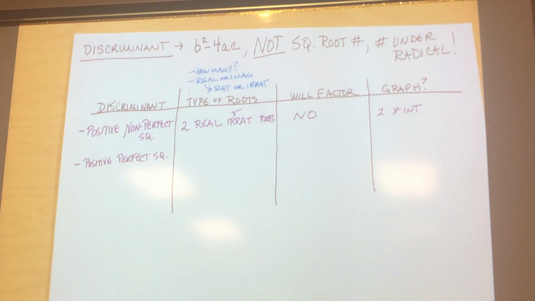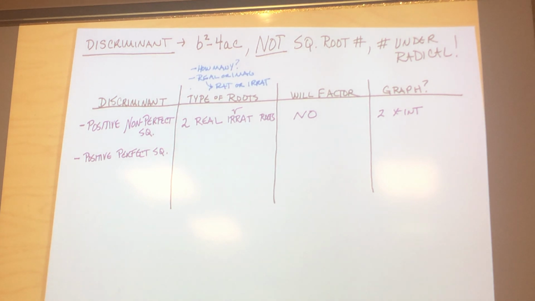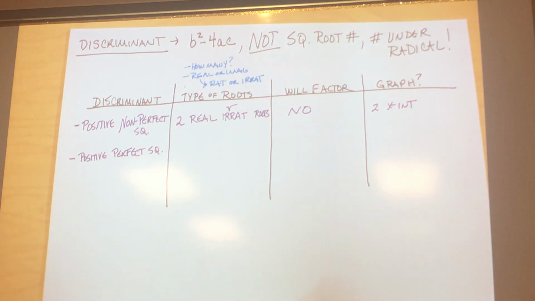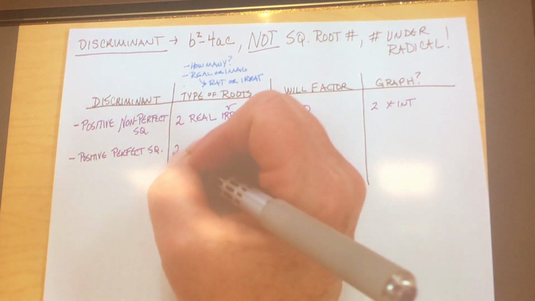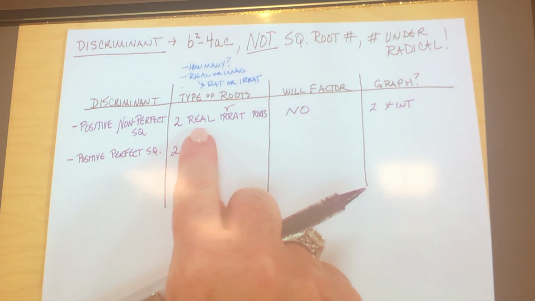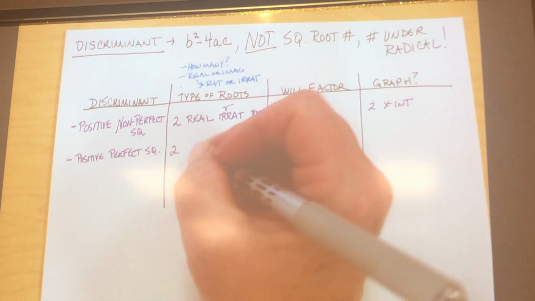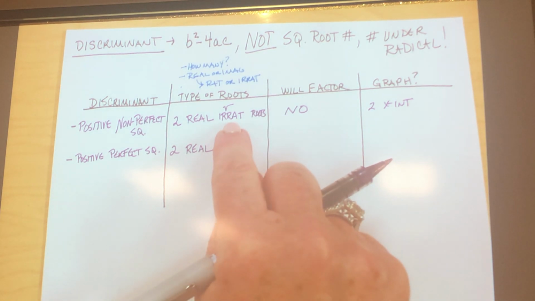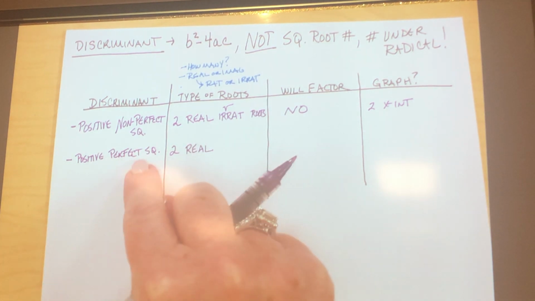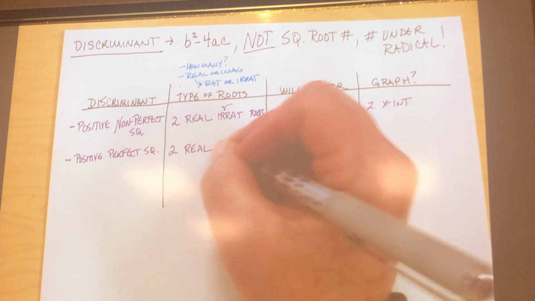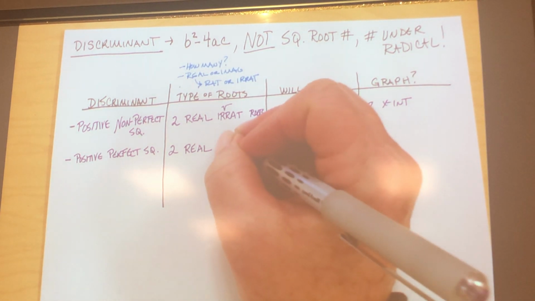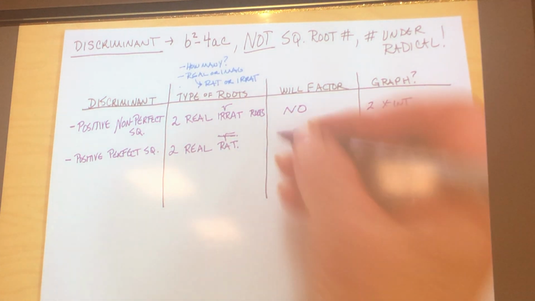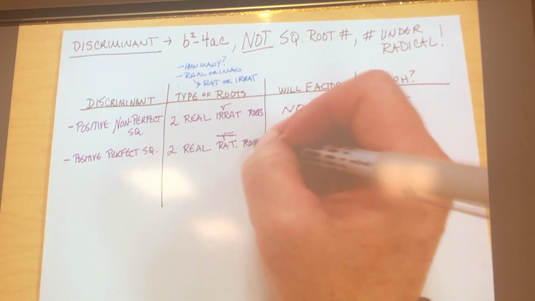What if it's a positive perfect square? How many roots will I have? 2. You still got that plus or minus. Will they be real or imaginary? Real. He's positive. Will they be rational or irrational? Rational. It's a perfect square, people. That radical's going away. Very good. So this time we'll have no square root in my answer. So 2 real rational roots.